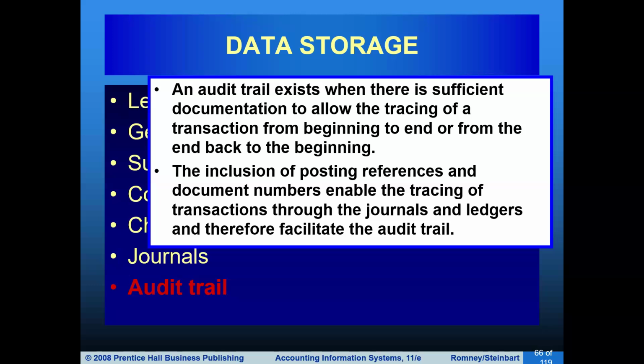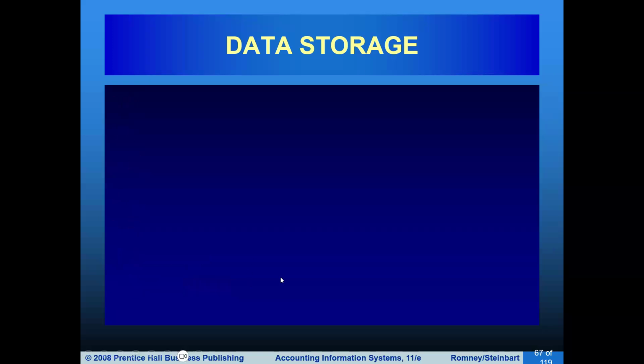The posting, we check the posting from one account to another account to another. That is what we call, in my book they have put arrows and all. That is called audit trail. The inclusion of posting references and document numbers enables the tracing of a transaction through the journal and ledgers, and therefore facilitates the audit trail. Audit trail means you can check from the beginning to the end.